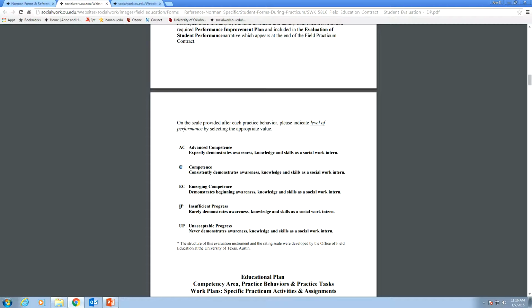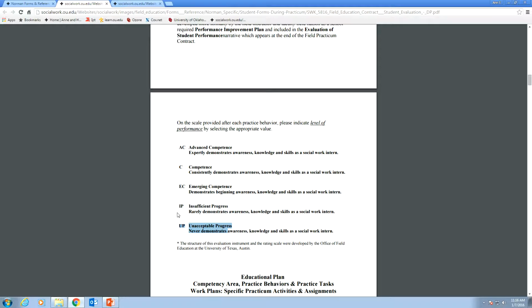Let's talk about these two final ratings. Insufficient progress is defined as rarely demonstrates awareness, knowledge, and skills. Unacceptable progress, they never demonstrate or do not demonstrate competence. A UP rating, unacceptable progress, would be an alarming circumstance that would likely lead to termination. There's a rubric for grading within the Field Education Manual that discusses this further.